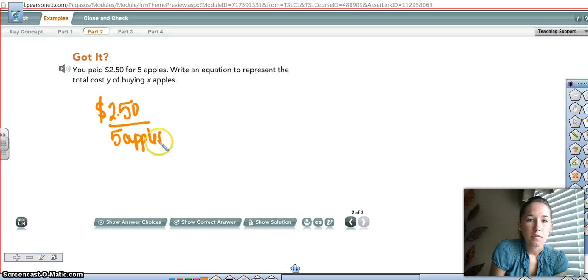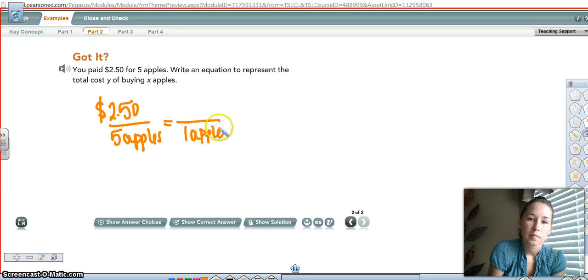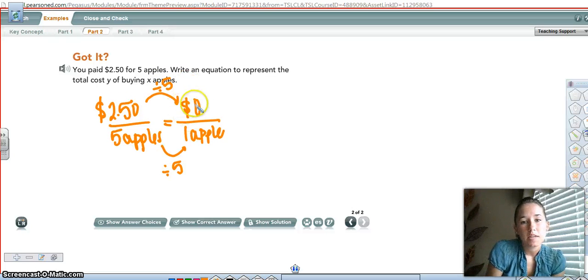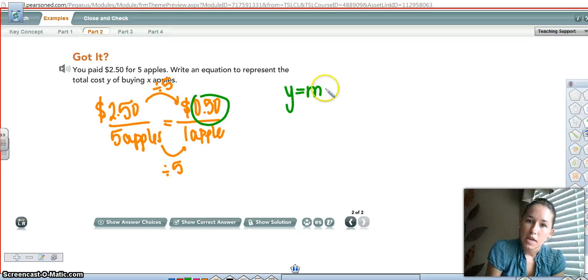If we want to get the unit rate, we want to find out how much for 1 apple. So we would divide by 5. If we take 250 and divide it into 5 evenly, we get 50 cents. So we could write our equation using this constant of proportionality value. The format is always y equals mx, where m is the constant of proportionality.